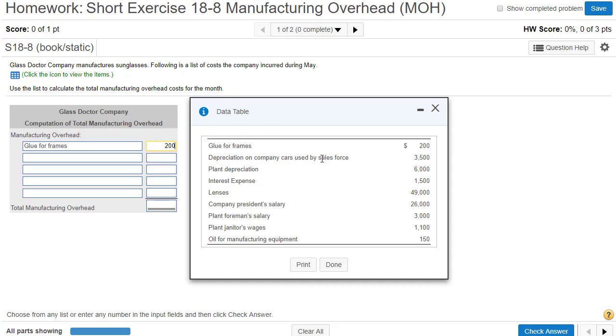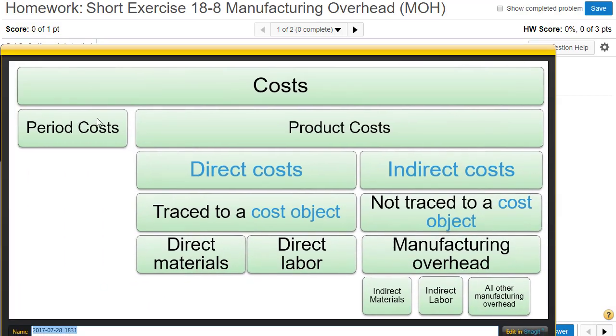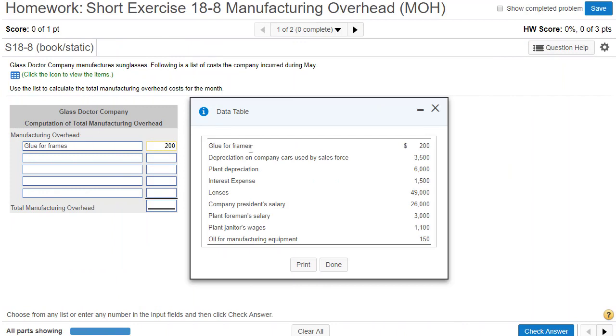Depreciation on company cars used by the sales force. Now, these cars are used by the sales force, so that would be a period cost because it's not a product cost. Remember, we're looking for manufacturing overhead, which is a product cost. So the sales cars have nothing to do with producing the product.